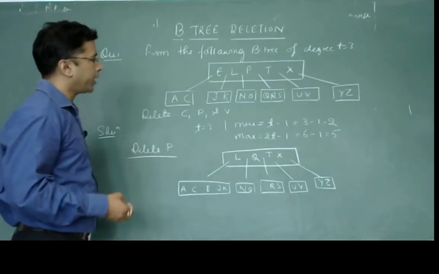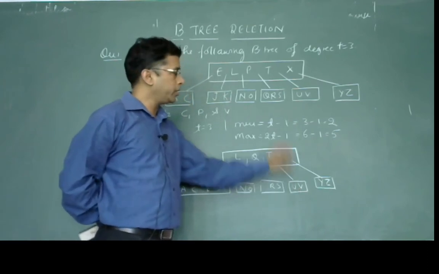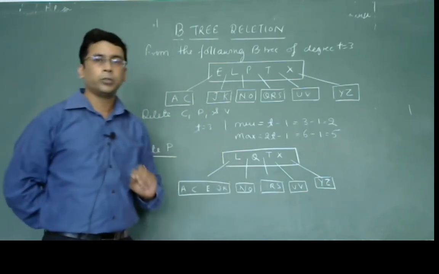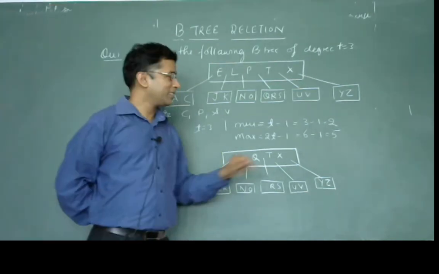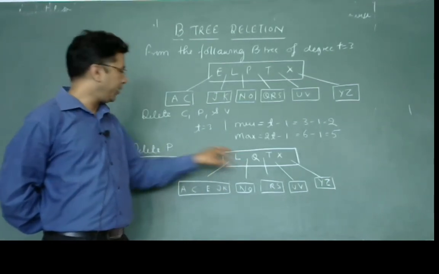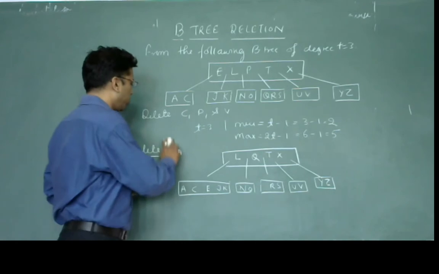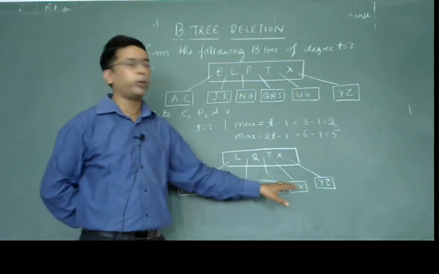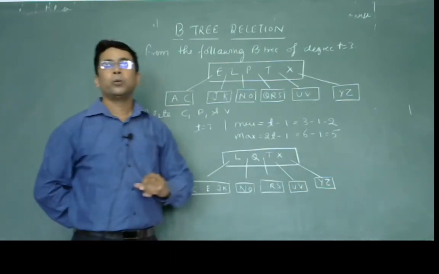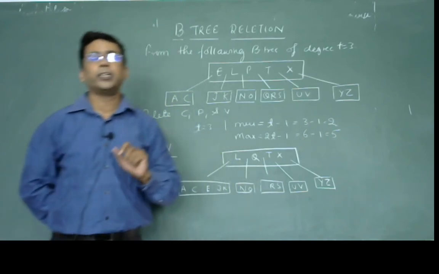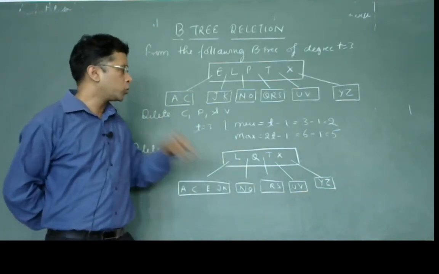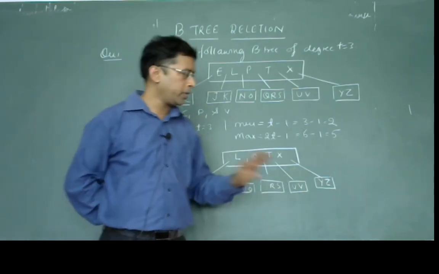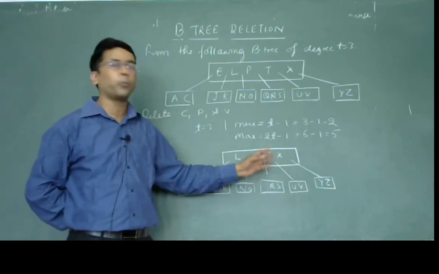In this situation, when we try to delete key element V, this node is already having the minimum number of keys. It will try to borrow an extra node to satisfy the minimum number of keys criteria. In this situation, it will try to borrow from the left child or right child, but here there is no left child or right child, so this is not possible in this case.